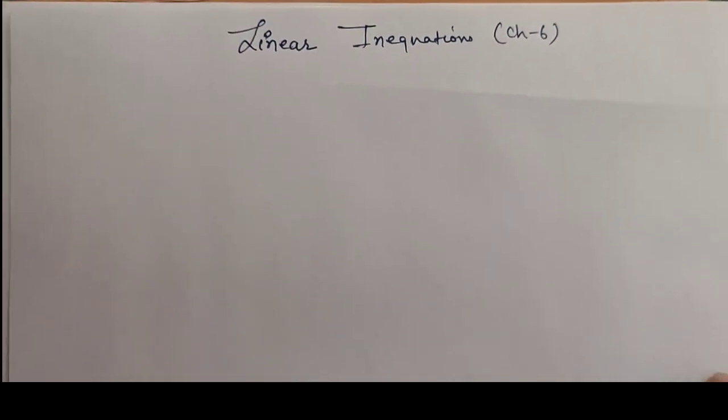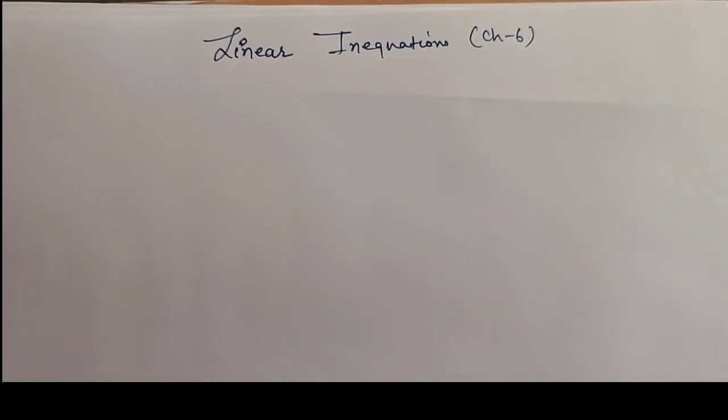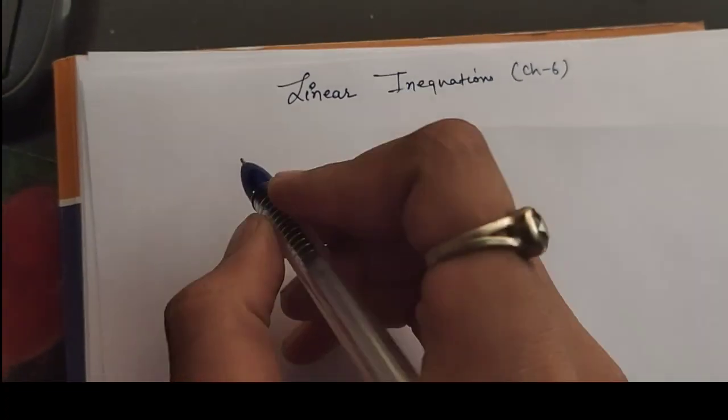Hello students, we are here with another lecture on chapter 6, that is linear inequations. In your previous classes you already discussed the concept of linear equations of one variable and two variables, and after that the solution of those linear equations. But in this case we will discuss linear inequations. What's the difference between equation and inequation?